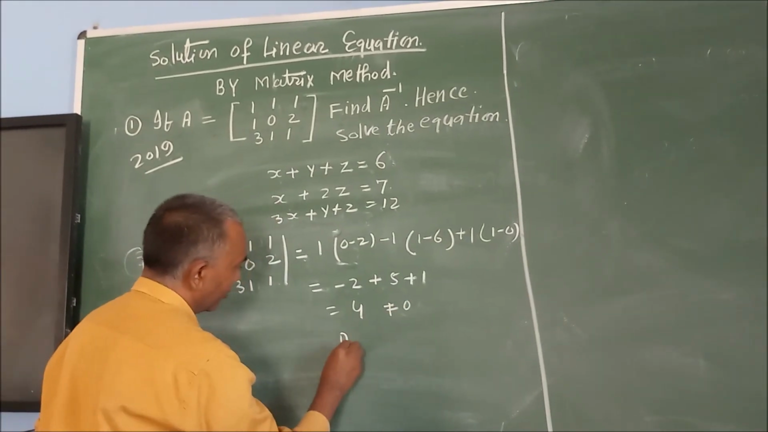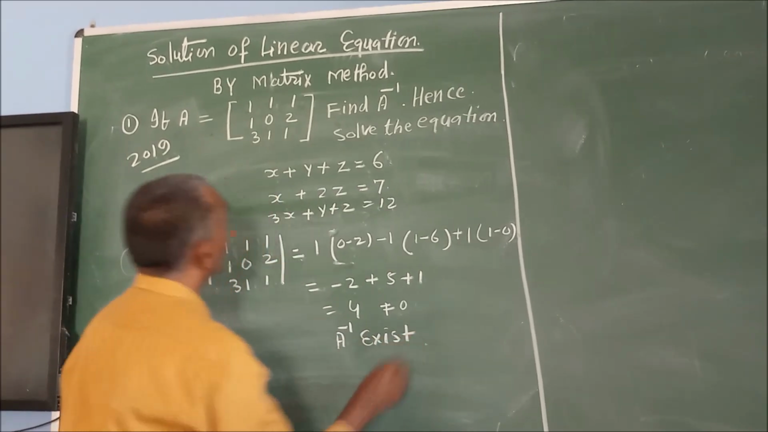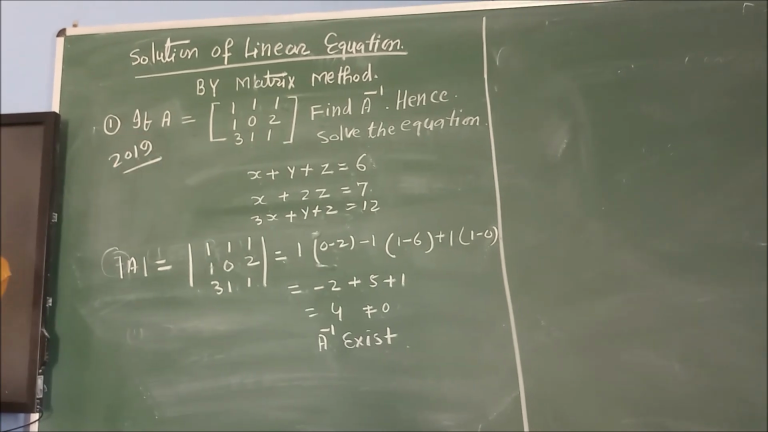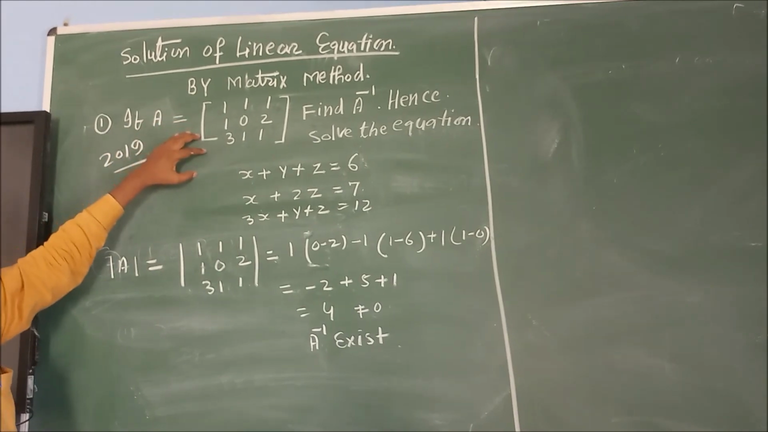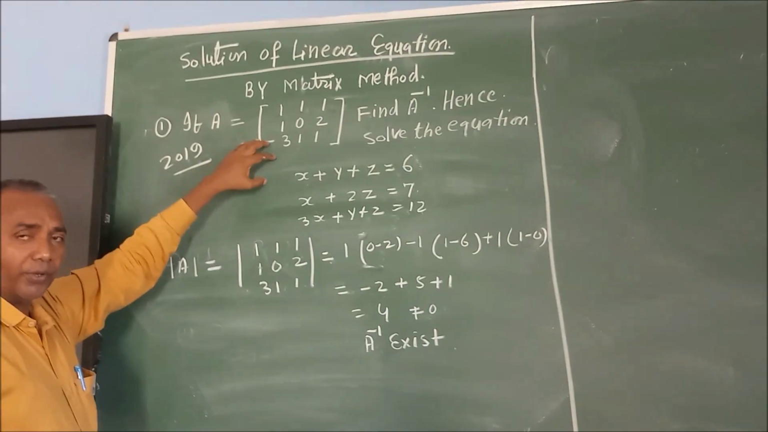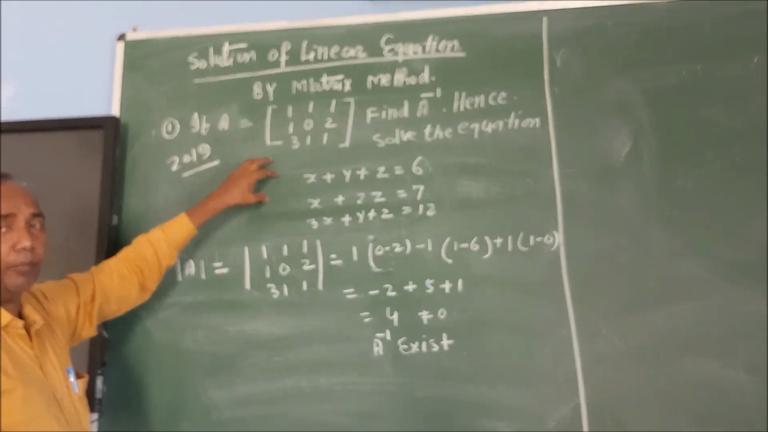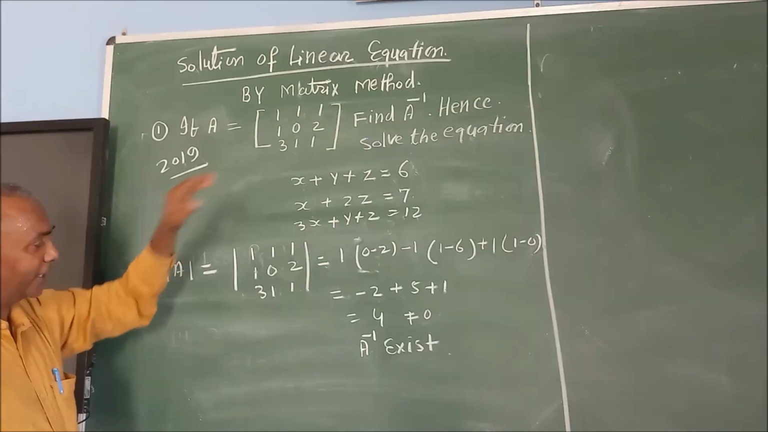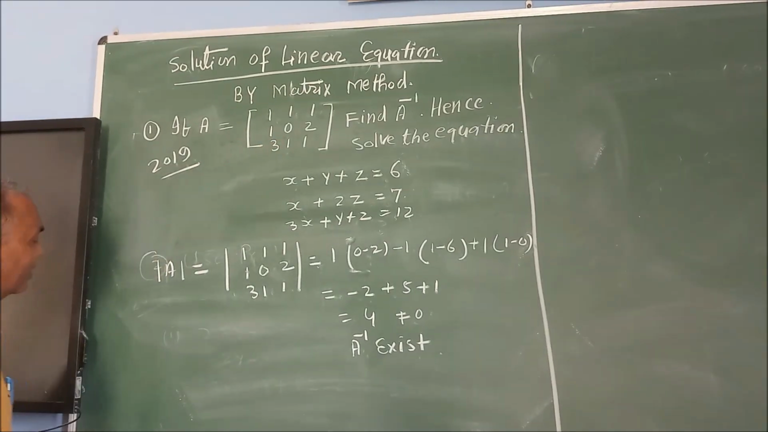Which is not equal to 0. That means A inverse exists. A inverse exists means we can calculate the value of the inverse of A. To get the value of the inverse of A, what is needed? We have to first find the cofactor of A and after that the adjoint of A. Then use the formula A inverse is equal to adjoint A by determinant A, and calculate the values of x, y, z. So first we find the value of A inverse.